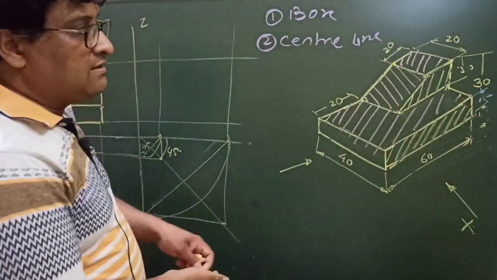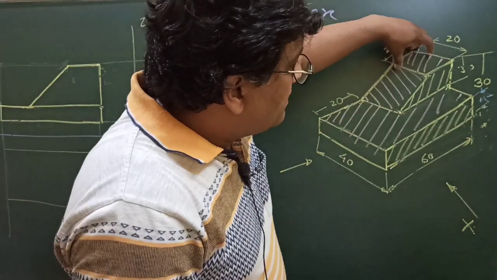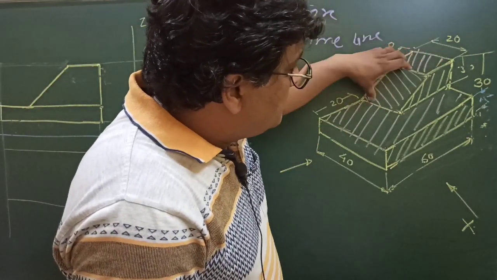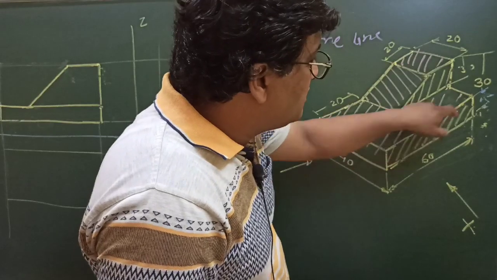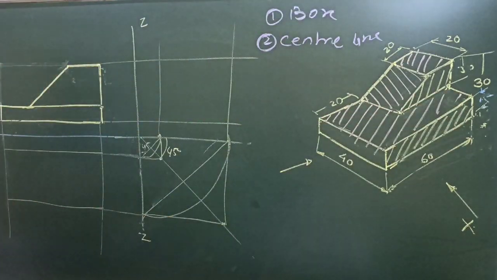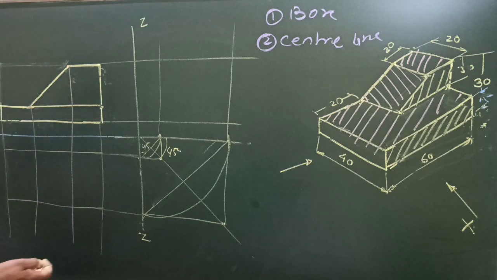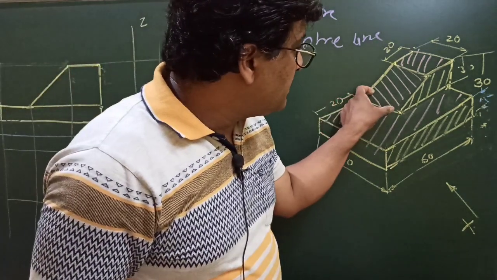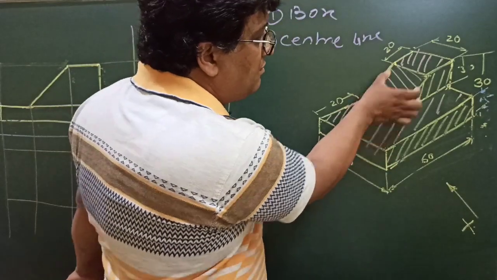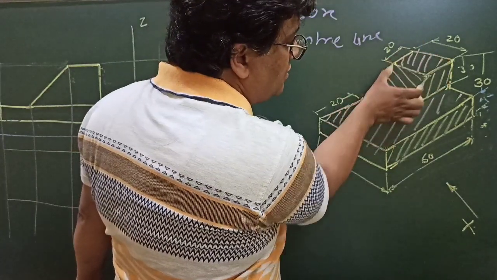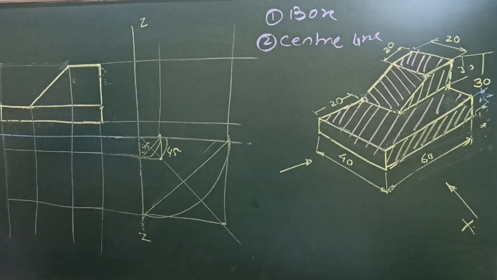So you can see here, this is a square, this is a rectangle, and this is something like an L shape. So what you have to do, you have to drop the verticals from here. This is one point, so drop here. This is another point, drop here, right? What is the width of this rectangle? It is 20 mm, because this is 20, this is also 20, this is also 20.